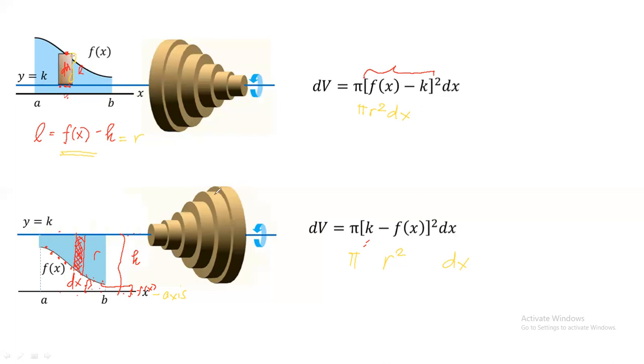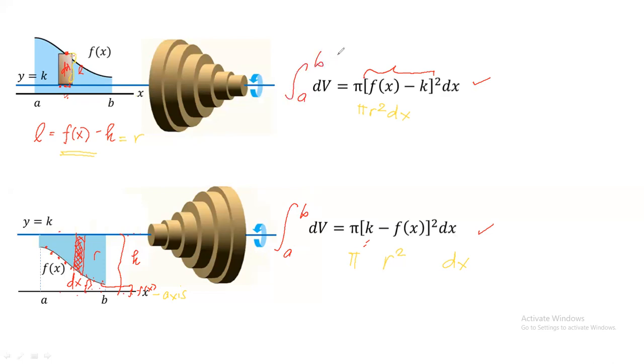Now, any questions so far? So this is determining the volume already for this. This is already determining the volume of this. In here, you'll be integrating from A to B. In here, the same thing.